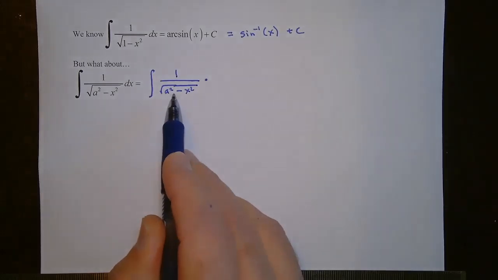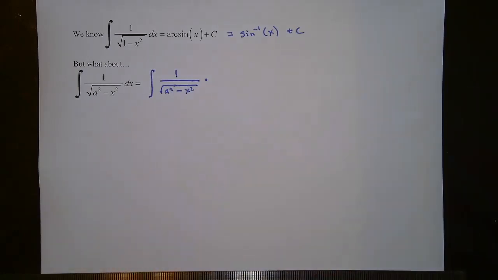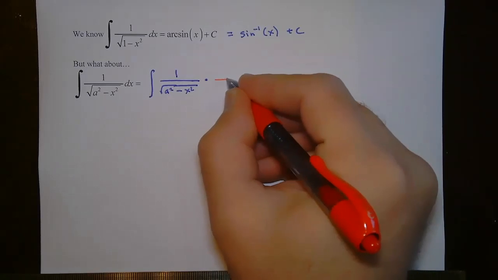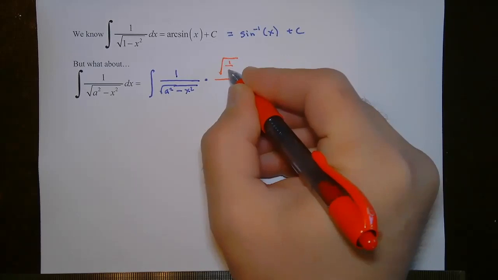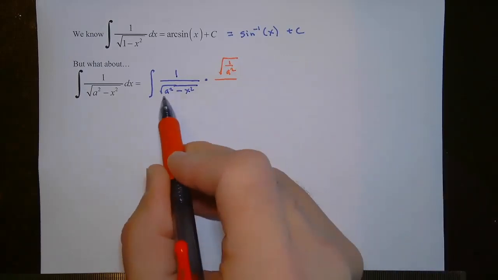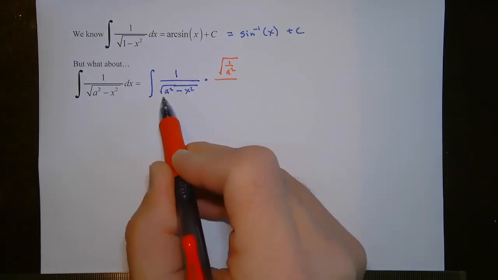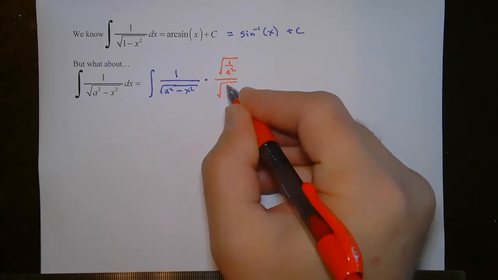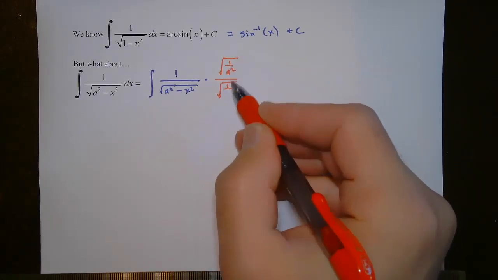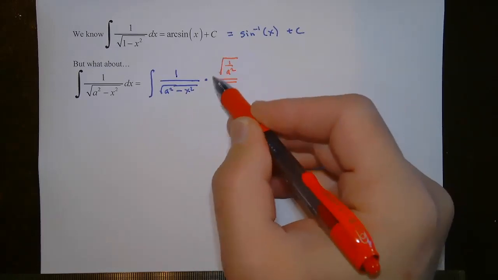But the only way to get this to be 1 is to multiply by another square root. I need to multiply the a squared by 1 over a squared, but that's inside a square root, so I'm going to need to multiply by another square root to make that happen. So I'm going to multiply by the square root of 1 over a squared, over the square root of 1 over a squared, because this is 1.